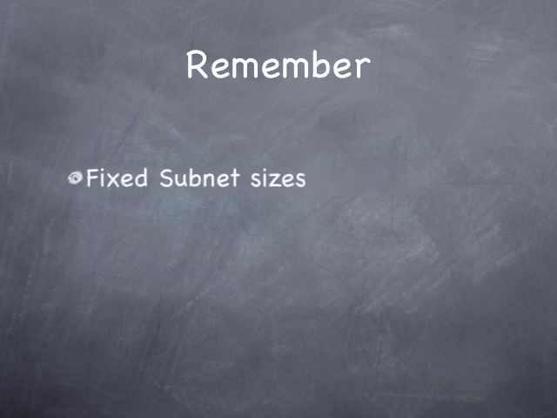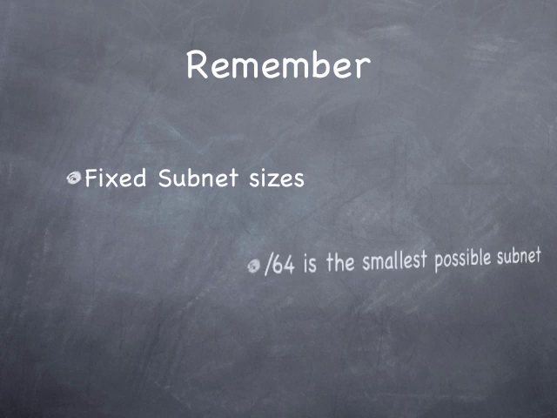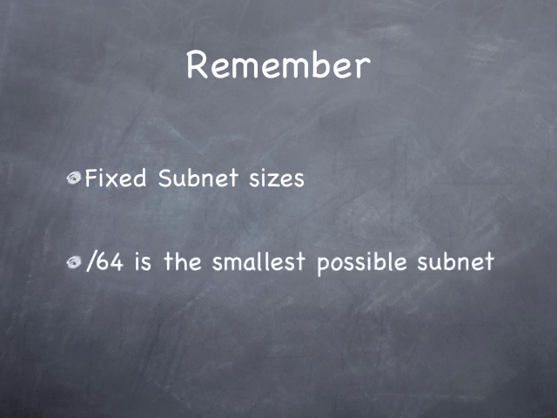So really the important part to start out with is we do have fixed subnet sizes: /32, /48, /64, and then /64 is the smallest possible subnet. That sounds pretty big, but really this is all designed around routing efficiency, not necessarily because you need that many addresses in a local subnet.